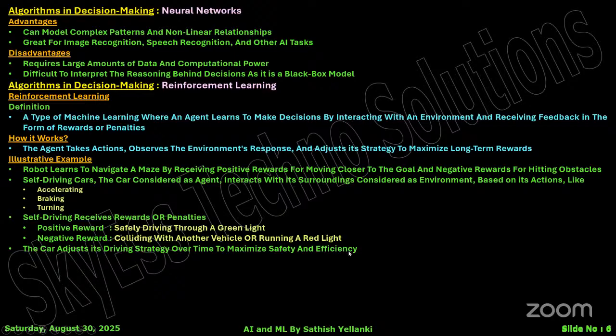Understand that. So the car is adjusting its driving strategy over time to maximize safety and efficiency. The maximum safety is achieved only because of learning. So today's self-driving car can be more wonderful with higher safety standards by next year.